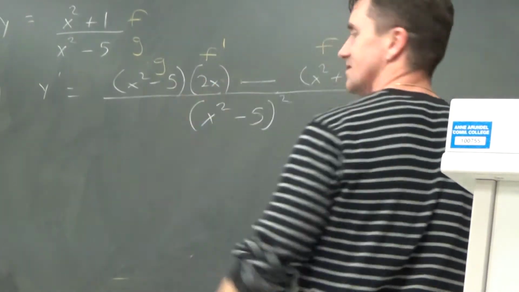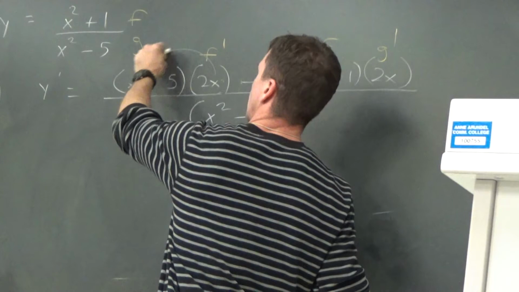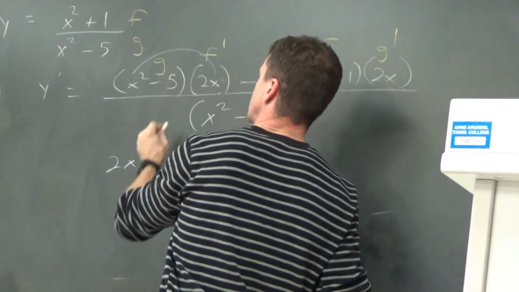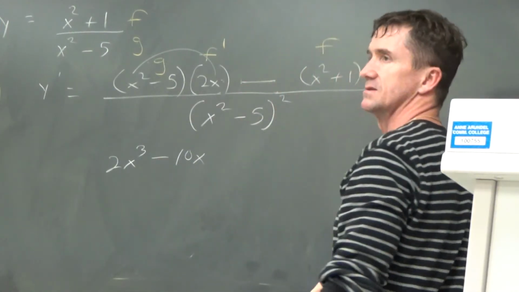You noticed, hey, they both had 2x's. You could factor out a what? A 2x. Most students see distributive property. And they go, that times that is 2x cubed. That times this is negative 10x. Now I want to show you what happens on my test.